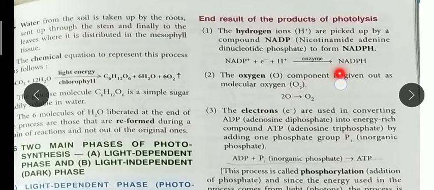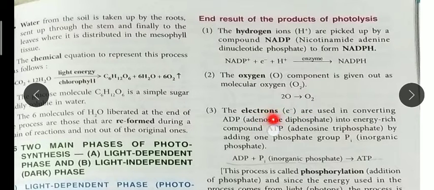So you should remember the use of this. The hydrogen ion is picked up by the coenzyme, and the coenzyme converts it into NADPH by the combination of the H positive ion. It has become stable now, and the oxygen component is given out as molecular oxygen. A single oxygen atom is unstable, so it combines with another oxygen atom and forms molecular oxygen, and it is released as a byproduct from the stomata.